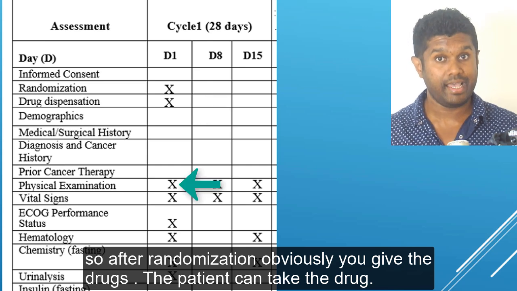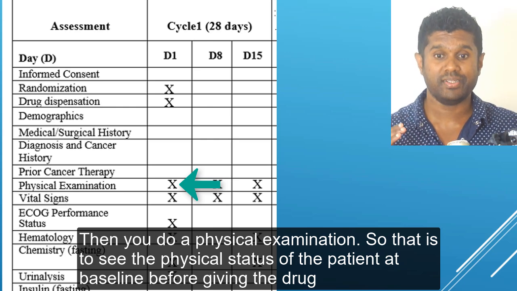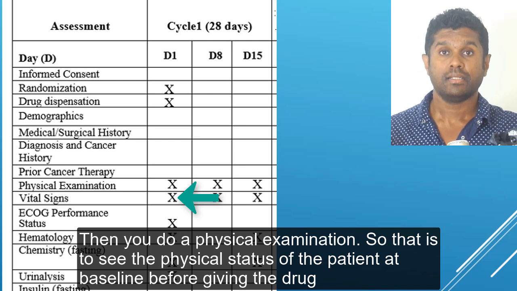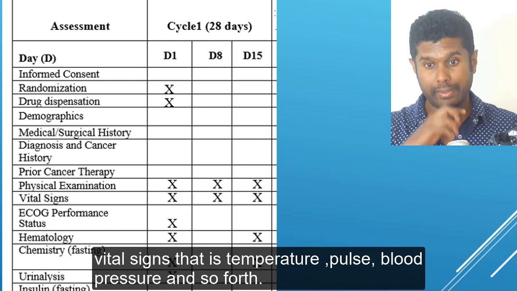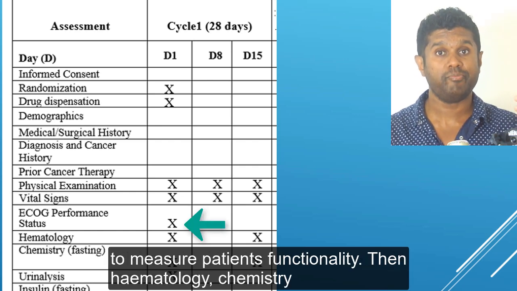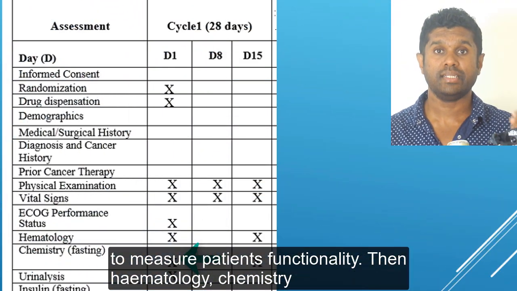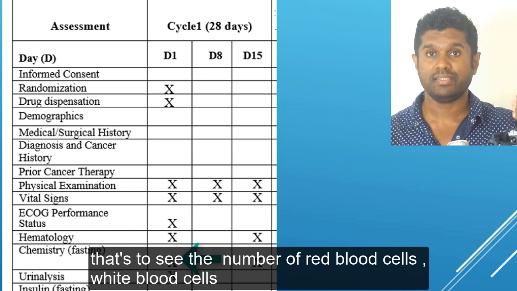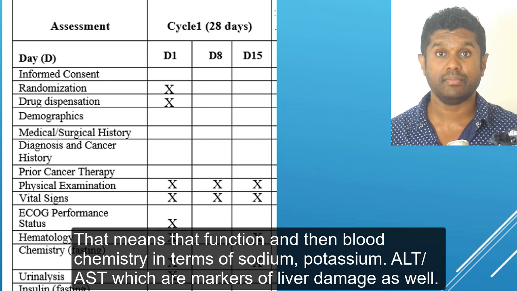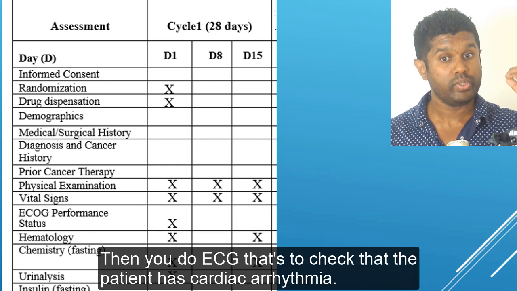Then you do physical examination. So that is to see the physical status of the patient at baseline before giving the drug, right? Look at vital signs, that is temperature, pulse, blood pressure and so forth. Then you do ECOG performance, that is a standardized assessment of the patient's functionality, right? Then hematology, chemistry, that's to see the number of red blood cells, white blood cells, platelets, that means blood function. And then blood chemistry in terms of sodium, potassium, ALT, AST, which are markers of liver damage as well.